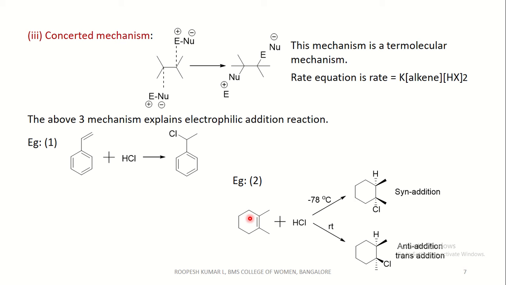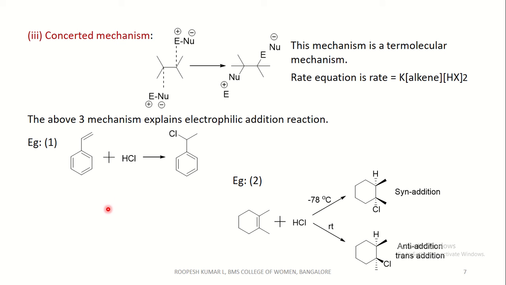Coming to the concerted mechanism, you can see there will be three molecules attached at the same time. This mechanism is a termolecular mechanism. That is, there will be three molecules attached, and the rate equation is given by the rate constant times [alkene] times [HX] squared. All three of the above mechanisms explain the electrophilic addition reaction.